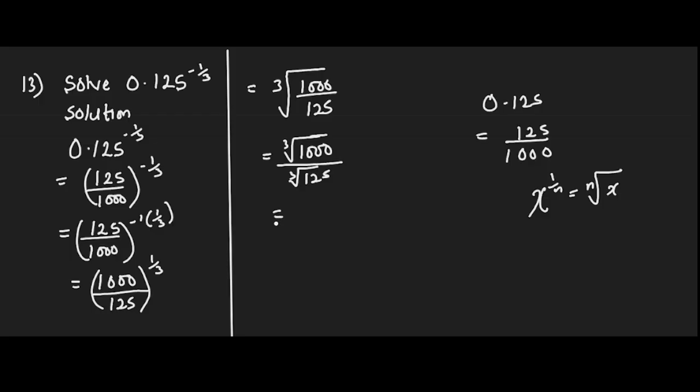Then cube root of 1000 is 10. Cube root of 125 is 5. 10 over 5 will give us 2. So we have our final answer to be 2. So the solution to this, or when we solve this, is 2.